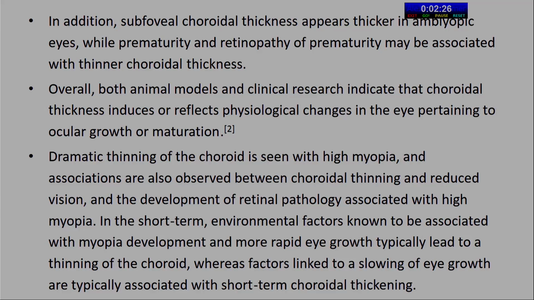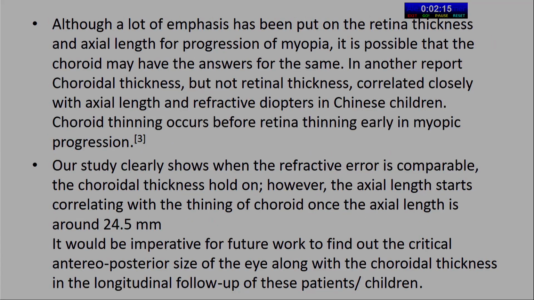In the short term, environmental factors known to be associated with myopia development and more rapid eye growth typically lead to a thinning of the choroid, whereas factors linked to slowing of eye growth are typically associated with short-term choroidal thickening. So although a lot of emphasis has been put on retinal thickness and axial length in the progression of myopia, it is possible that the choroid may have the answers.